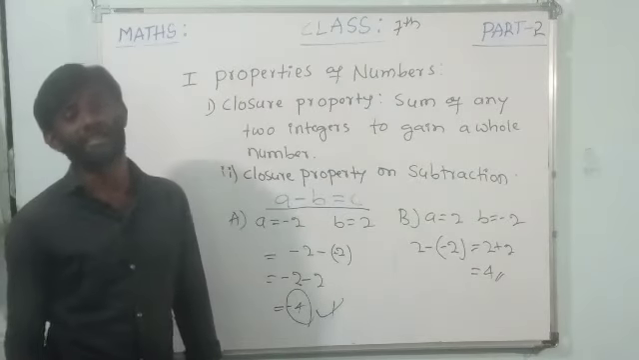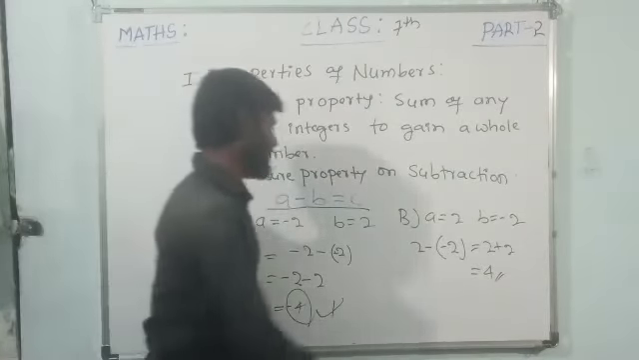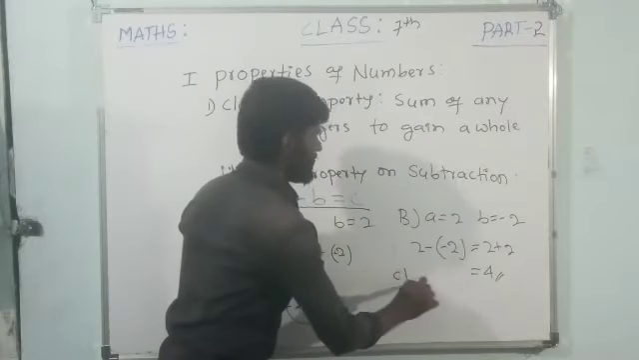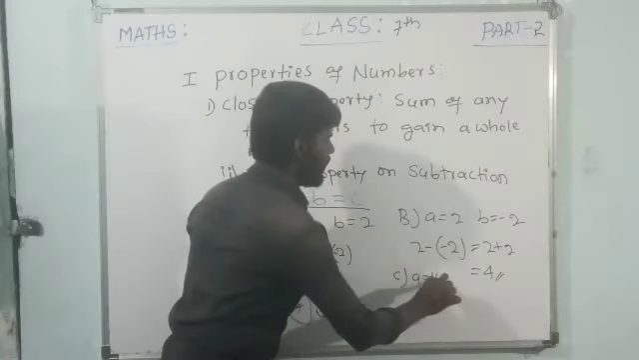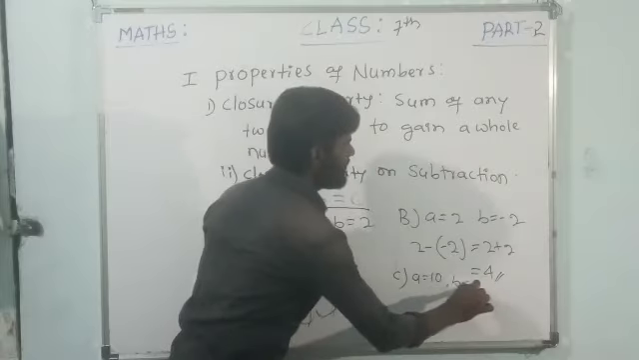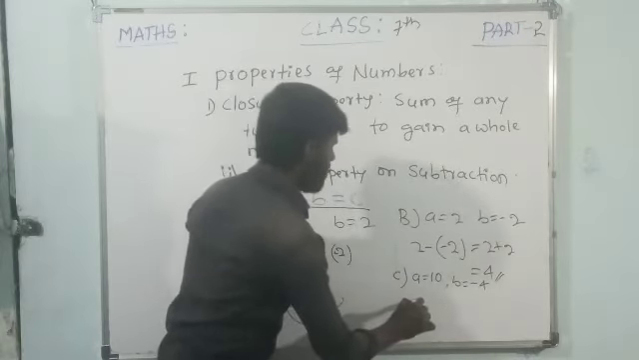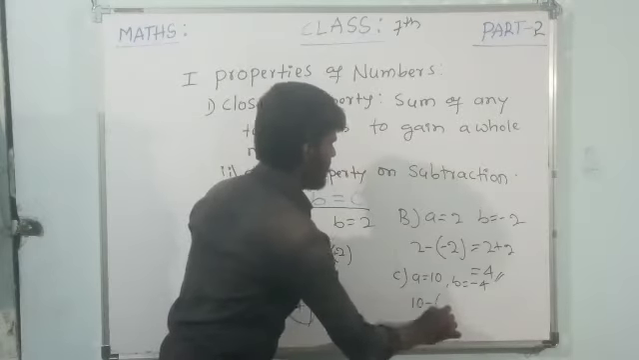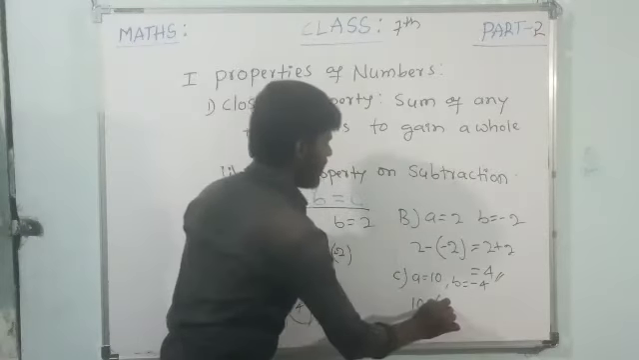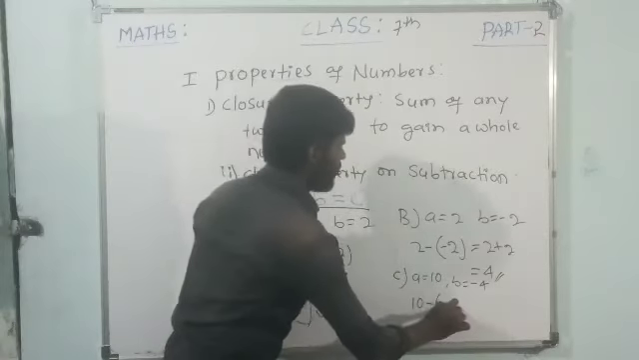is also an integer. Example C, suppose A is equal to 10, comma, B is equal to minus 4. According to this, A means 10 minus, because here minus is there, then again minus 4 is equal to 10, minus into minus becomes plus 4, that is equal to 14.